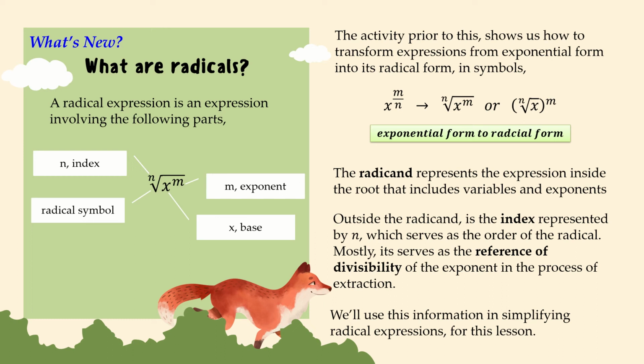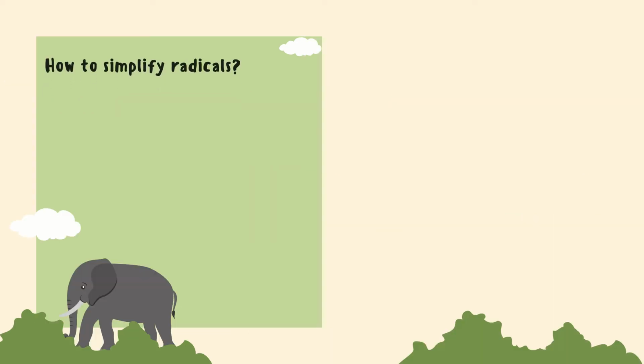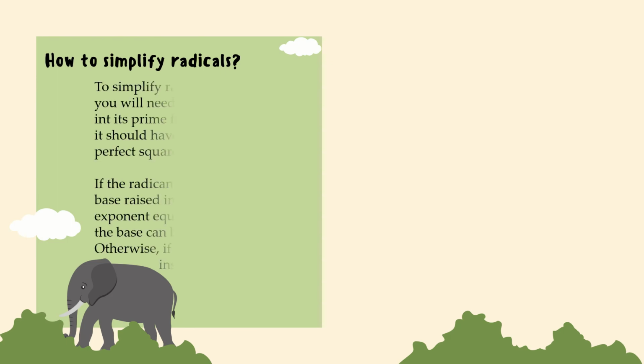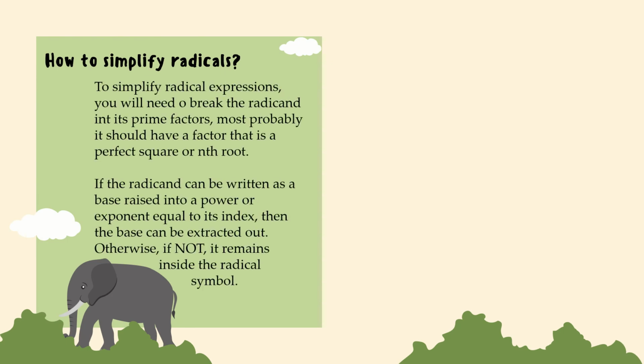So, we'll use this information in simplifying radical expressions for this lesson or for this module. So, how do we simplify radicals? To simplify radical expressions, you will need to break the radicand into its prime factors. Most probably, it should have a factor that is a perfect square or perfect nth root. Perfect square, perfect cube, fourth root, fifth root, sixth root, and so on.